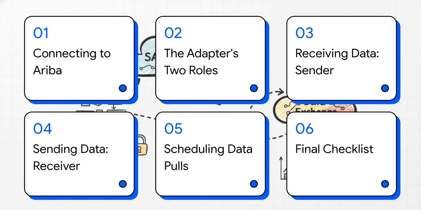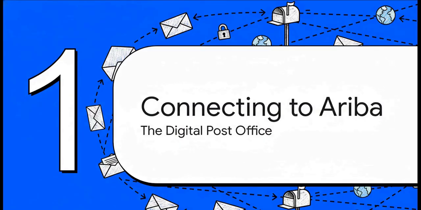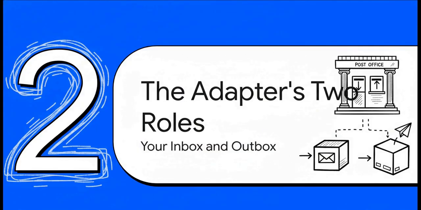The absolute best way to think about what we're building here is as a digital post office. The ARIBA adapter is going to handle all of your company's mail, both incoming and outgoing, with the entire ARIBA network. It makes sure every single document gets to the right place, securely, and right on time. And just like any post office, the adapter has two really basic jobs. It's got an inbox for all the messages coming in and an outbox for all the messages going out. Our job is just to configure both sides of that operation.